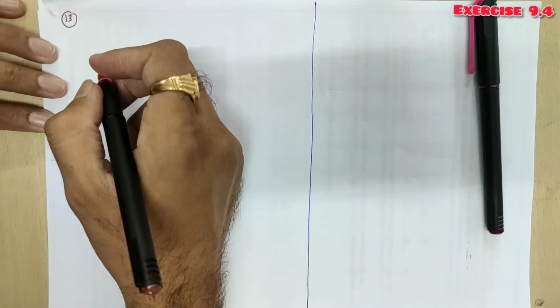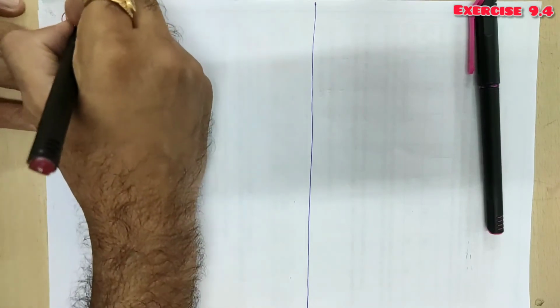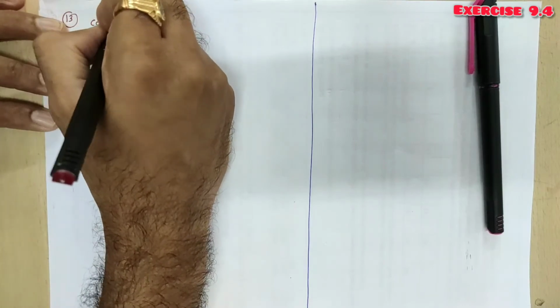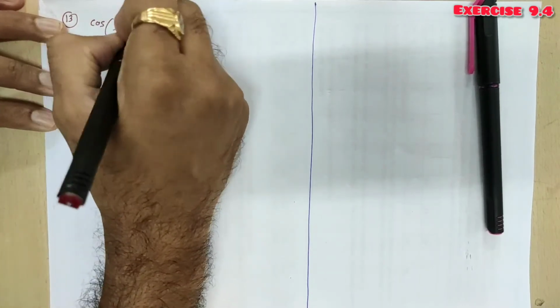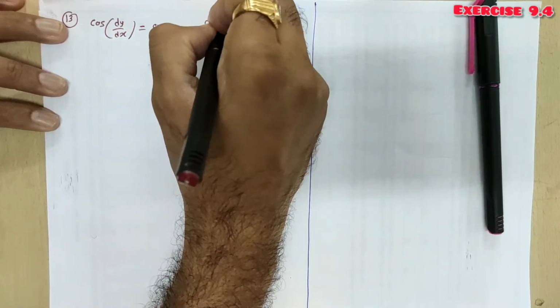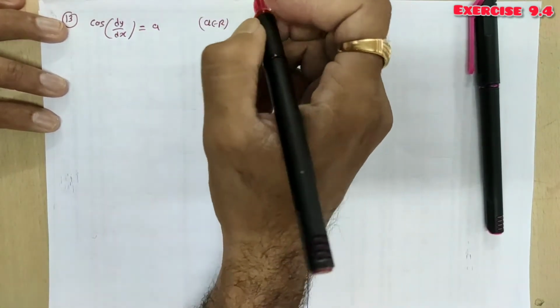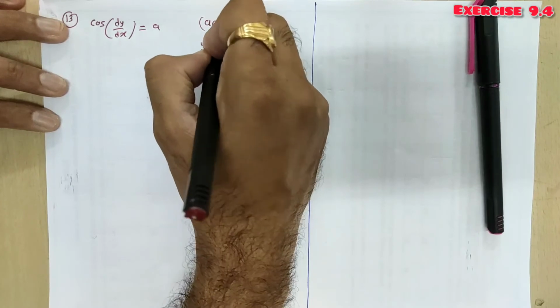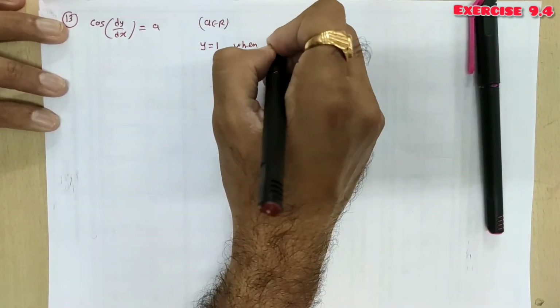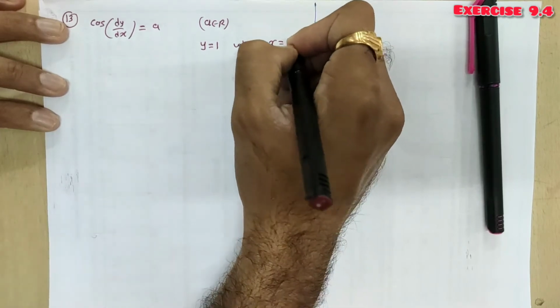So here the given differential equation is cos(dy/dx) = a, where a belongs to R, a real number. And the particular solution has y equal to 1 when x is equal to 0. This is given.